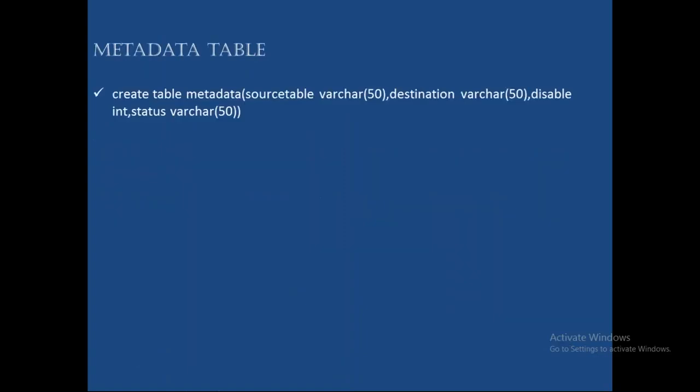Okay, the metadata table. Create table metadata with source table, destination table, disable and status. You have a total of 4 columns. Now I want to insert some records. Insert into metadata values EMP, EMP output, 0 and ready. What does it mean? Source table is EMP, my destination table is EMP output. Disable is 0 means this table is not disabled. Disable equal to 1 means this table is disabled, or you can say inactive, not active currently. Next, status ready means ready to execute, meaning the data is not loaded yet.